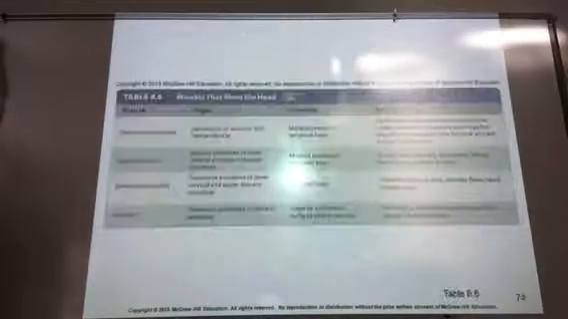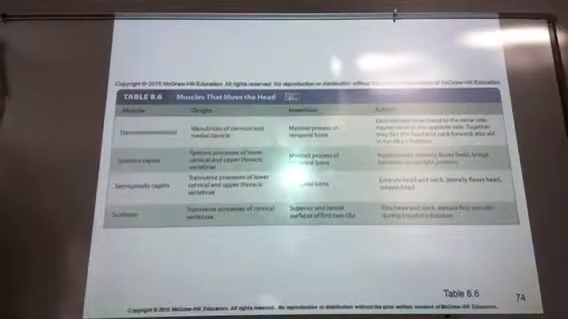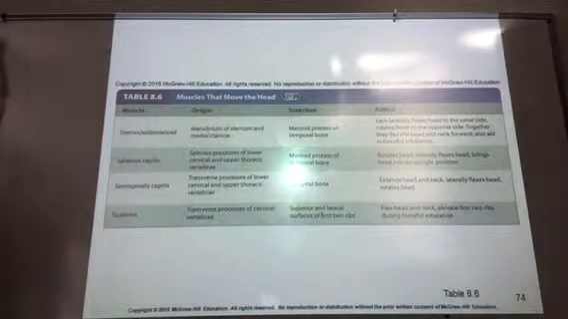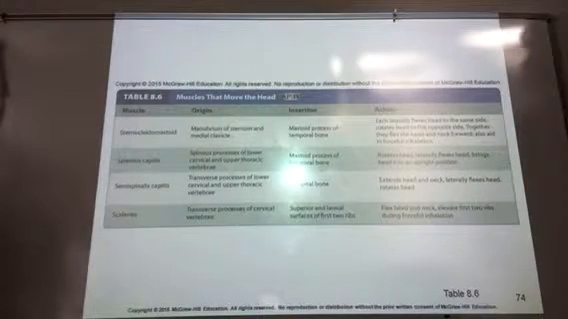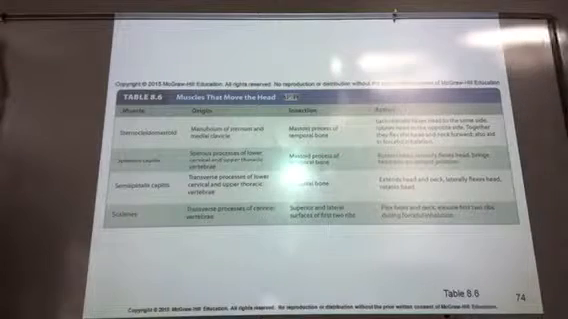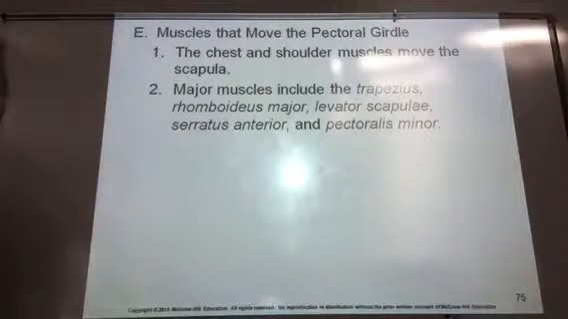And that, I believe, is where we'll stop for today. So here's the table that goes over it. And then next time we'll move on to other muscles of the chest and back area.